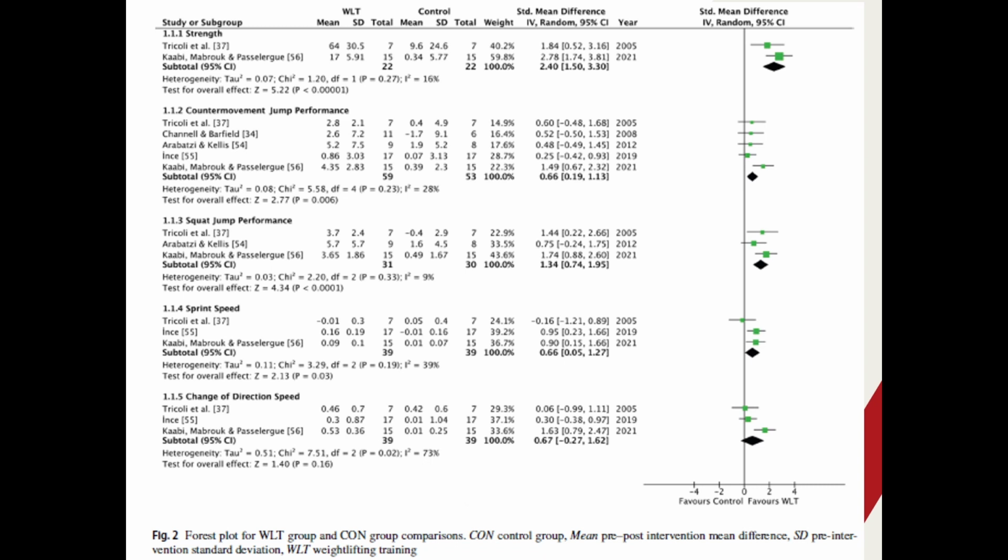So we see an improvement in strength, an improvement in counter movement jump performance, an improvement in squat jump performance, and an increase in sprint speed. So improved sprint performance. Possibly an improvement in change of direction performance, but as that left hand side of the diamond crosses over the zero line, that's inconclusive. But the addition of these types of exercises seems to benefit not just force production, but actually performance in athletic tasks such as jumping and sprinting.